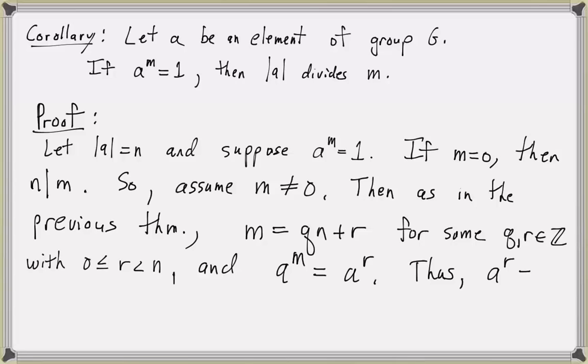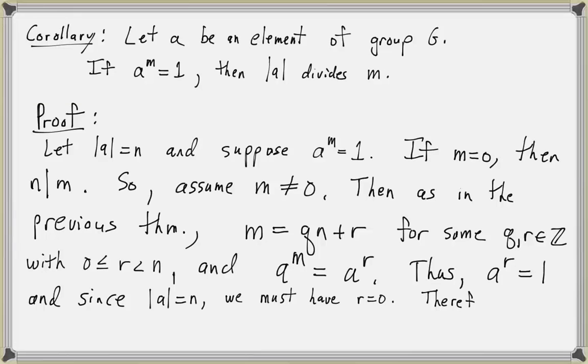Thus a to the power r equals 1, and since the order of a is n and r is strictly less than n, we must have r equal to 0. Well, if r equals 0, then we see that m equals q times n, and therefore n divides m. I finished this proof.